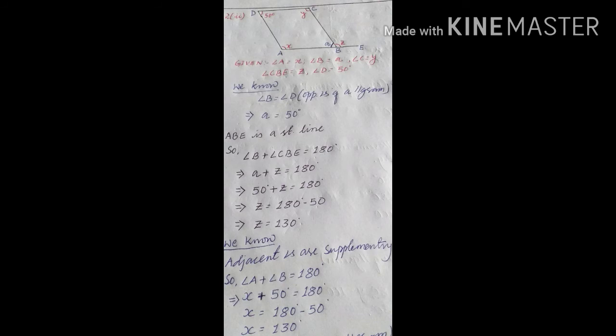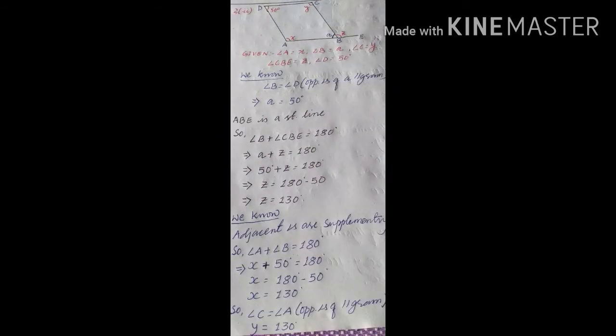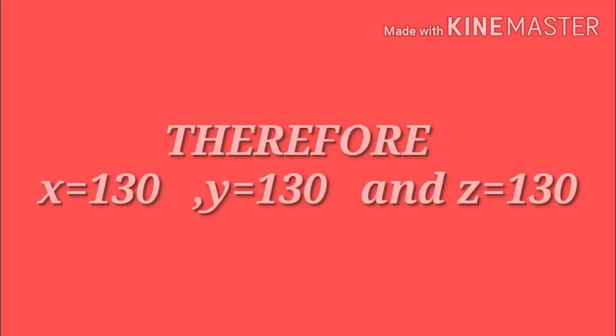Now lastly we have to find out angle Y. Just look here also. Angle Y and angle X are opposite angles of a parallelogram. So angle C equals angle A, we will get. What is angle C? Y. Clear? Equals angle A, which is our X. X means 130. That means 130. Therefore we'll get X is equal to 130, Y equals 130 and Z is also equal to 130 degrees.